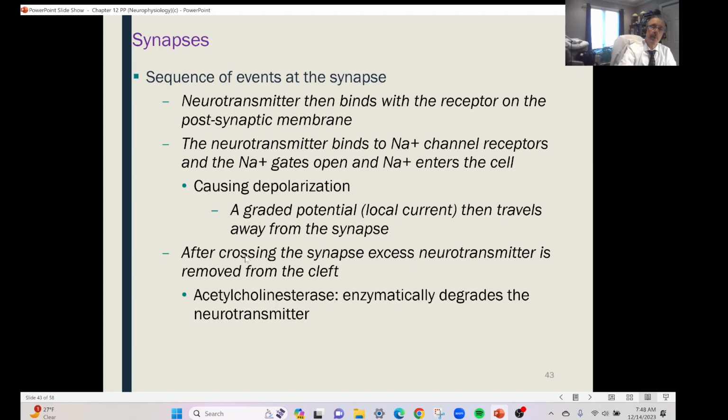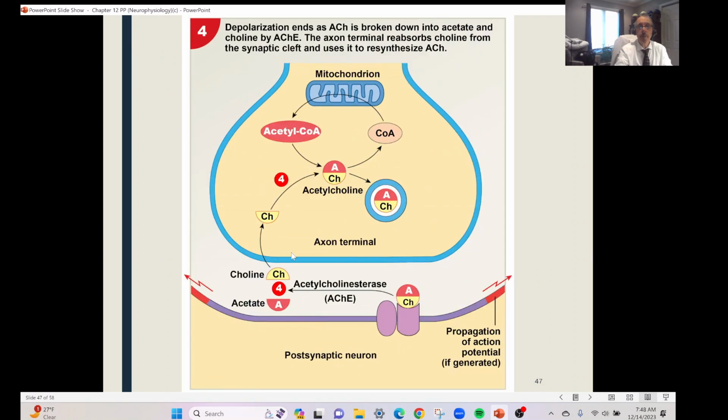Once the presynaptic neuron stops firing, we want to get rid of any acetylcholine that's in the synaptic cleft, because as long as acetylcholine is in the synaptic cleft, it will continue to stimulate the receptors. So we have an enzyme called acetylcholinesterase. Whenever you see the suffix ase, that means we have an enzyme. So that's going to, in this case, break down the acetylcholine. And again, like I said, we can recycle the choline part. We use that over again to make new acetylcholine.